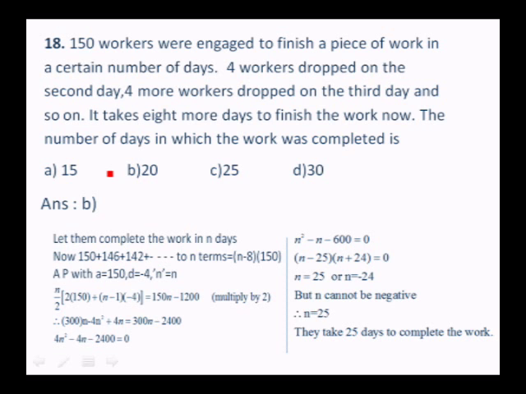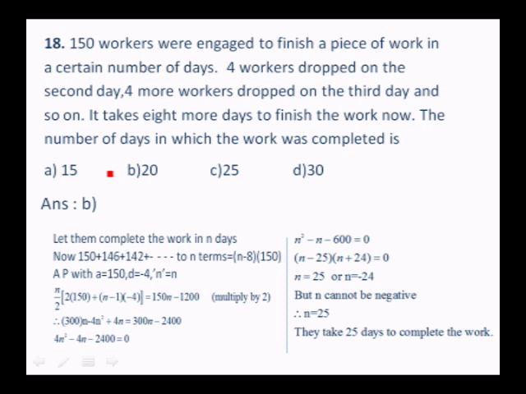So for that, if we apply the sum to n terms formula, n by 2 into 2 into 150 plus n minus 1 into -4 is equal to 150n minus 1200. If you multiply by 2, you get 300n minus 4n square plus 4n is equal to 300n minus 2400. So you get a quadratic equation, n square minus n minus 600 equals 0. If we factorize it, n minus 25 into n plus 24 equals 0. So n is 25 or n is equal to -24.